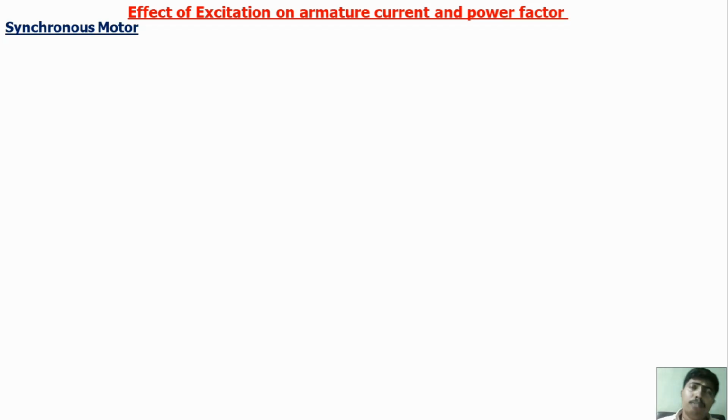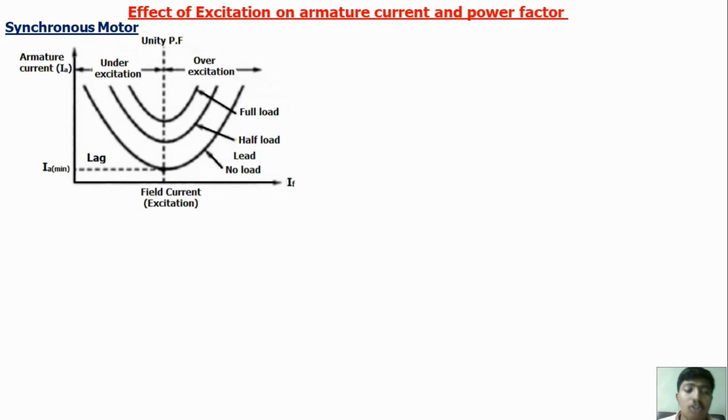First, for a synchronous motor, you should remember the U characteristics of the synchronous motor, the characteristic curve. The shape is a U shape, so it is called the U curve. Under under excitation conditions, the synchronous motor acts as a synchronous motor, so it will consume power, and it will be lagging power factor. Under over excitation conditions, the synchronous motor will act as a synchronous generator, so it will supply real and reactive power, and it will be leading power factor.